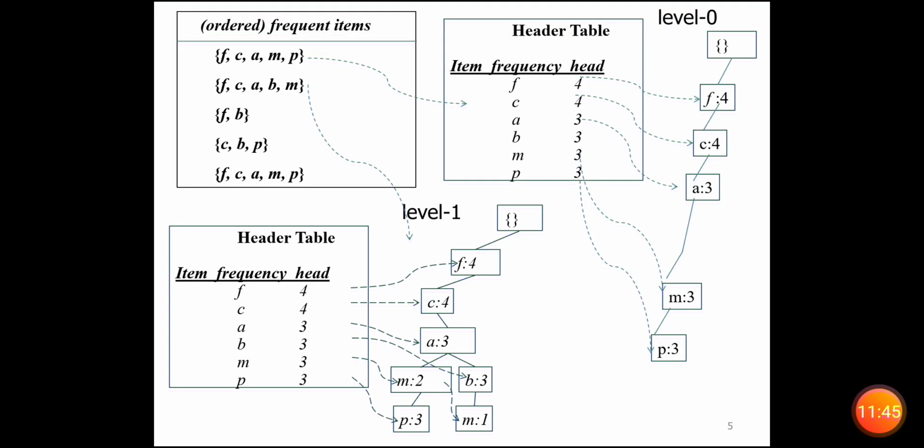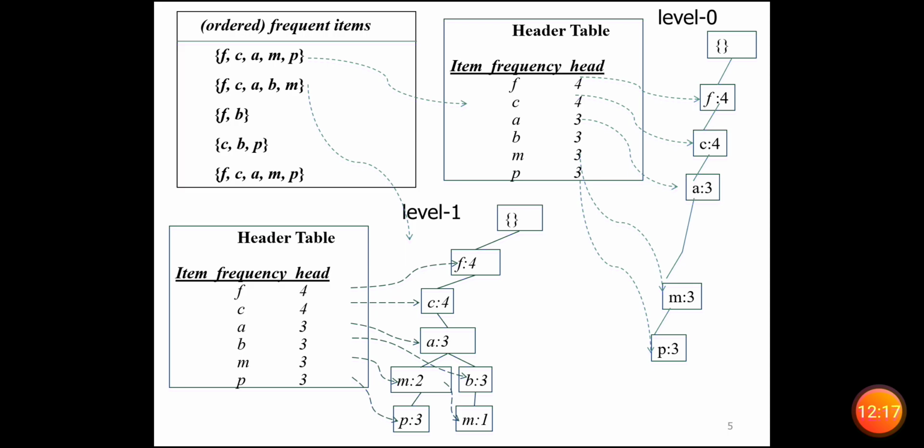So in this level 1, if you consider the ordered frequent items table, the second transaction is FCABM. F is available in the level 1 tree node, C is also available, A is also available, but B is not available. So B is linked from A only. We will create a link from A to the node B.